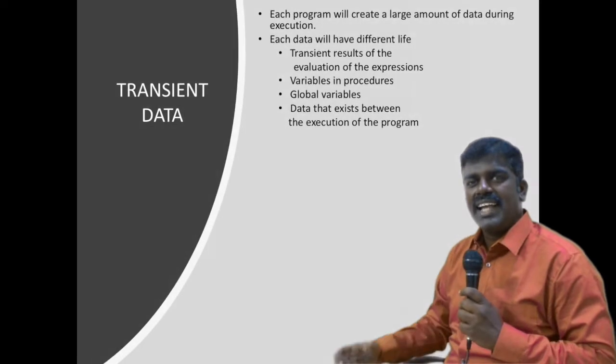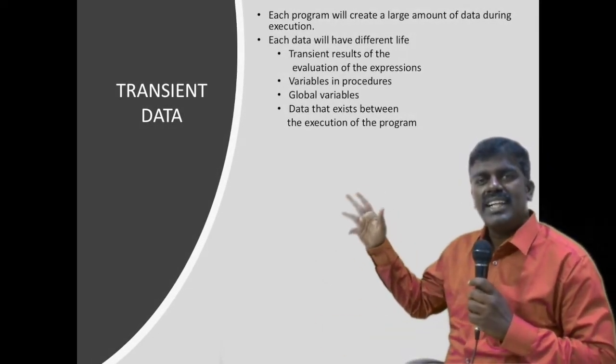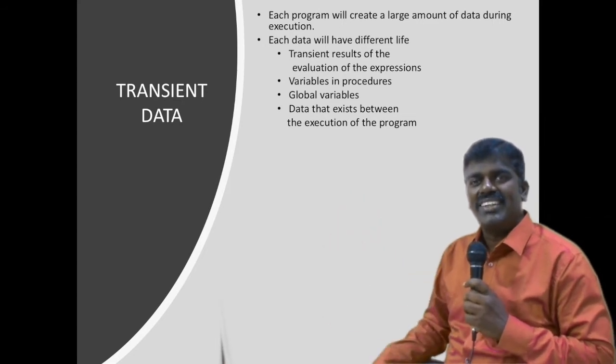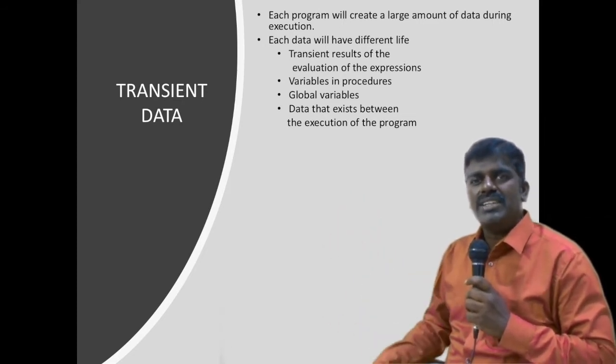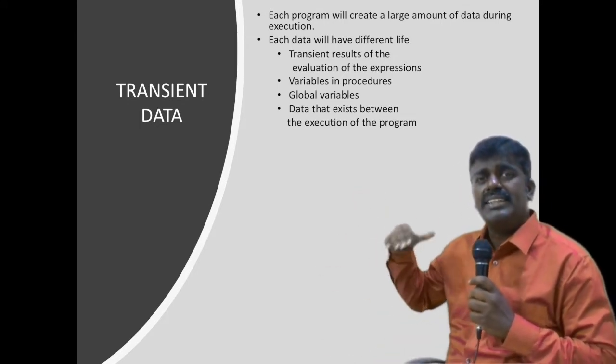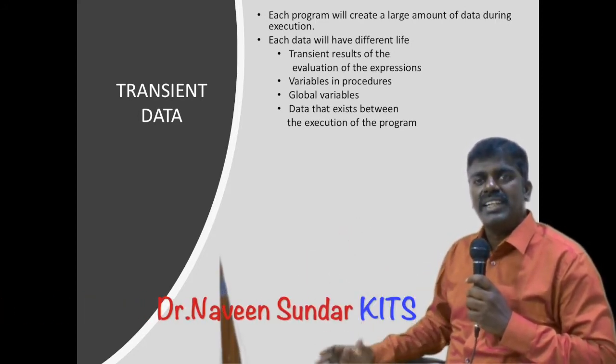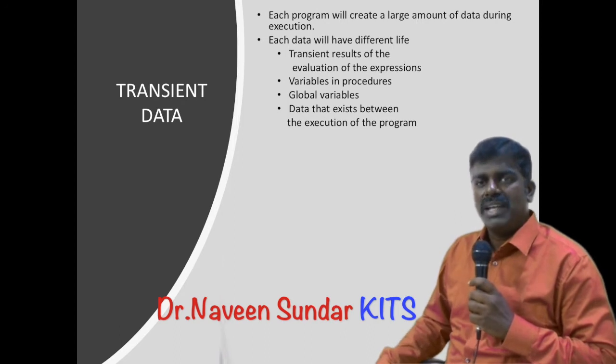Viewers, we are seeing the access layer, in which we are going to see the difference between transient data and persistent data. Normally we have confusion about these two categories of data. So what is transient data? It is temporary data, and persistent data is permanent data. Let us see with some examples.